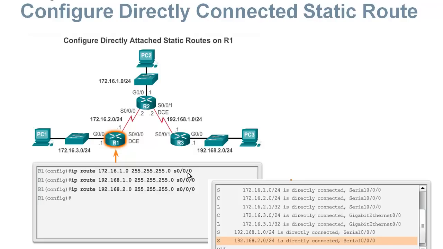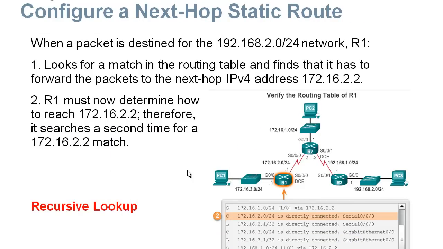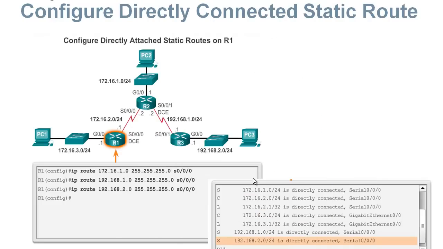Now, we prefer to use the exit interface. And the reason for that, back to this slide, is the recursive lookup. Let's say instead of S0/0/0, I put in 192.168.2.2. So when the packet came in destined for 172.16.1, the router would go through the routing table and say, okay, I found a route for 172.16.1, and it says go out to 172.16.2. Then I'd have to go back to the routing table and do a second lookup for 172.16.2. Then I would find that in the routing table, then I would send the packet out.